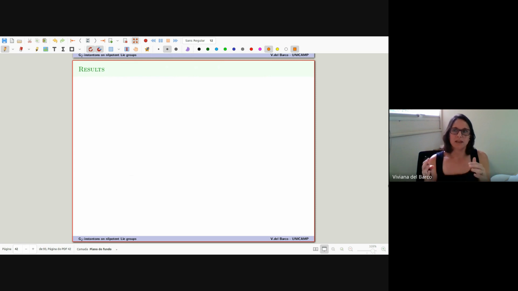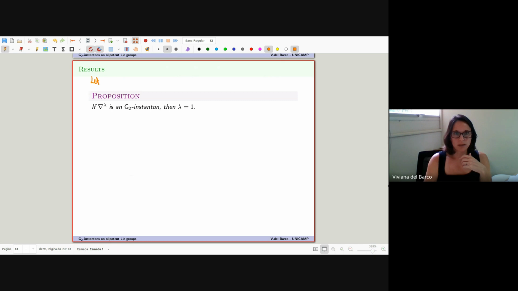Then, of course, we start with that, and we make a lot of computations in a very smart way, the way that we were able to do it. So let me tell you the results. What we got: we proved that if the connection, depending on one parameter, is a G2 instanton, then the parameter is 1. And we prove this for any two-step nilpotent algebra, okay?